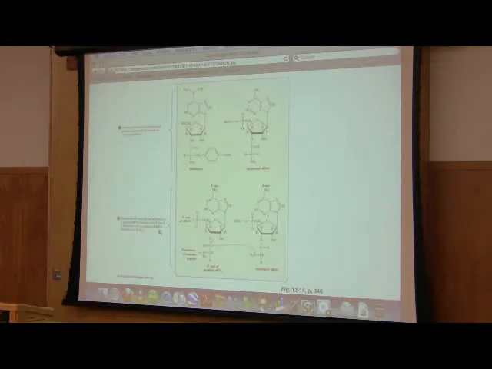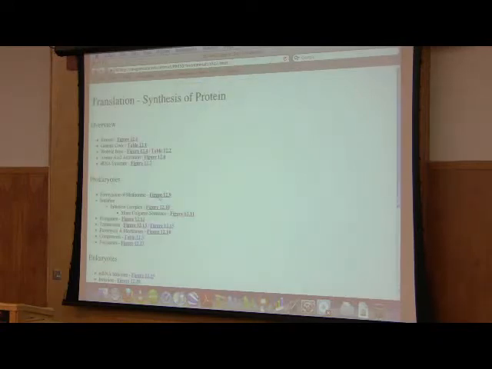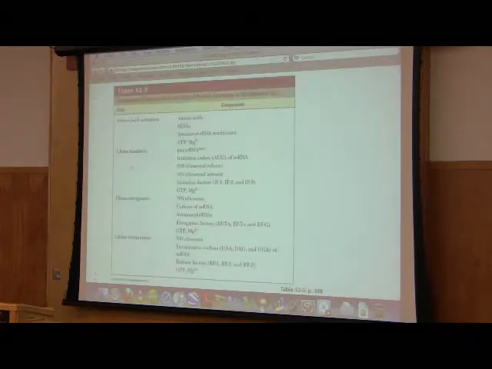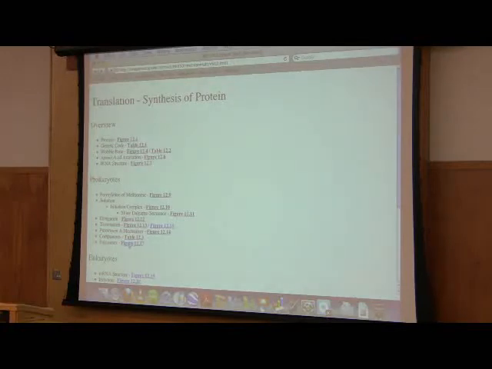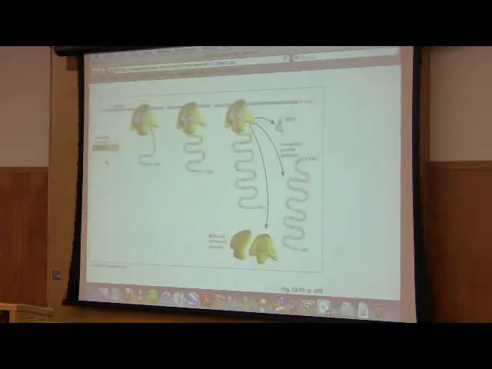Is there a question over here? Okay. All right. That's a list of components. No, you're not going to memorize that. Okay. And polysomes. What's a polysome? Okay. Actually, let's not talk about that either. We'll just finish that.